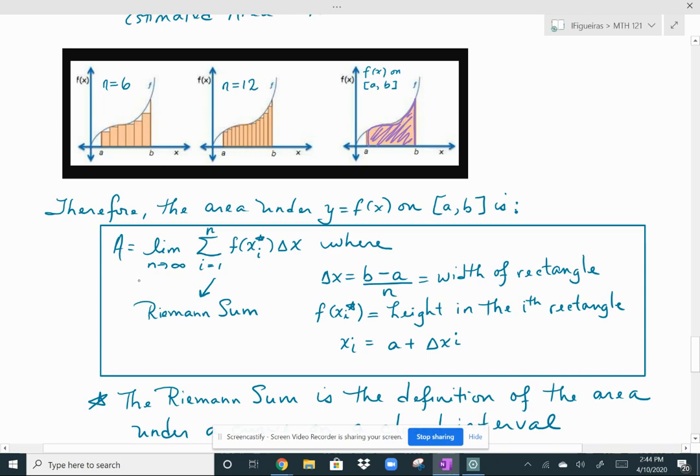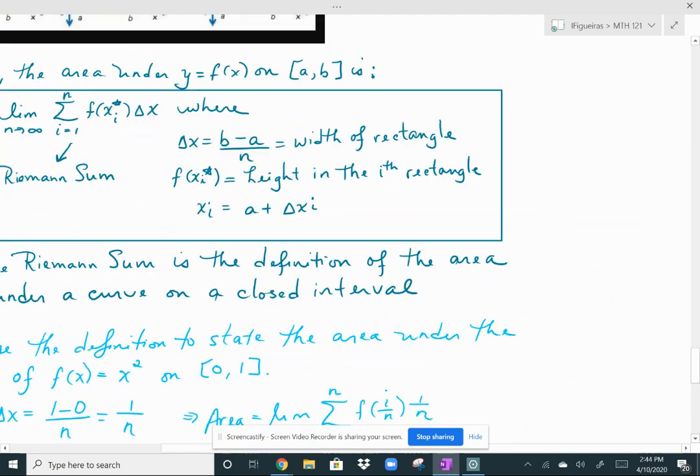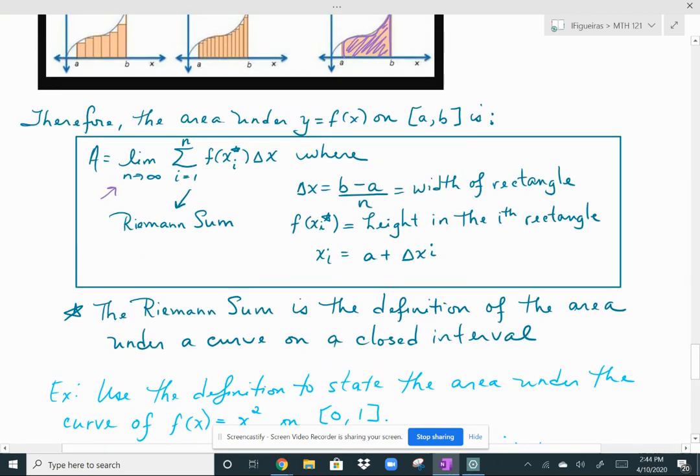And we're taking the limit because the number of rectangles is approaching infinity. That limit of the summation is called a Riemann sum. It's named after a mathematician, and we'll be talking more about the Riemann sum in this section and the following section. The Riemann sum is the definition of the area under a curve on a closed interval. Again, it will give you an exact area, not an estimated area, but the theory behind it is based on areas of rectangles and limits.